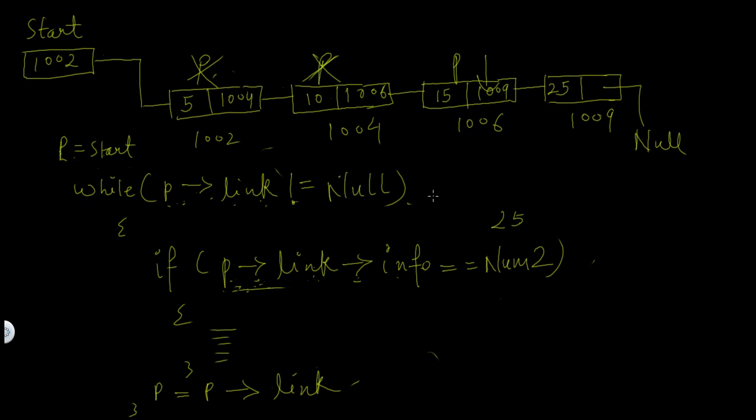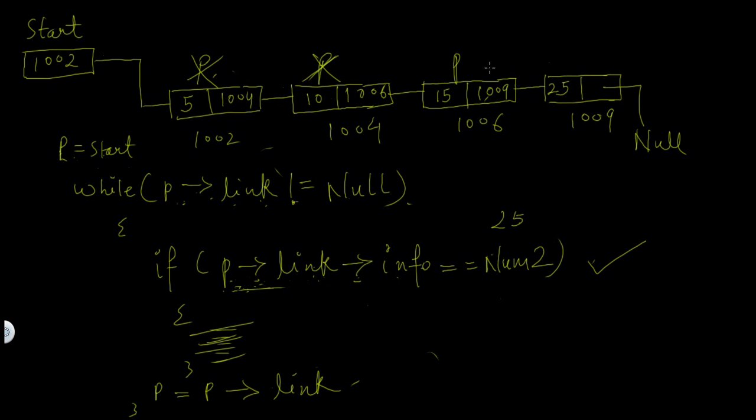Now again p link is not equal to null, so this while condition is true. Now this if statement will be checked. Now the info part of the next node is 25, which is equal to the value of num2 entered by the user. So this if condition is true, so all the code here will be executed. Now the aim of this if condition is to search the node before which to add a new node and stop p just before the node before which to add a new node.